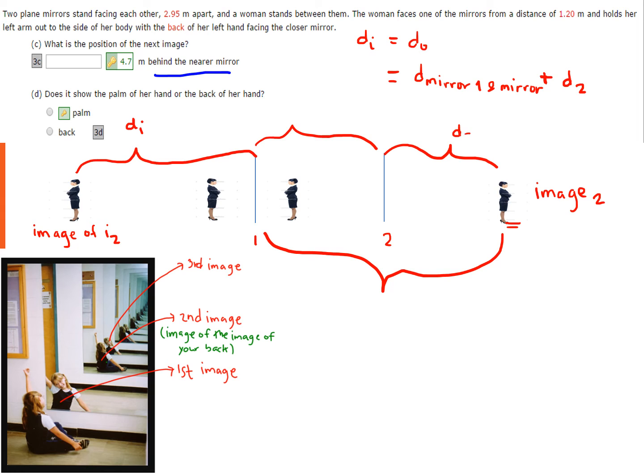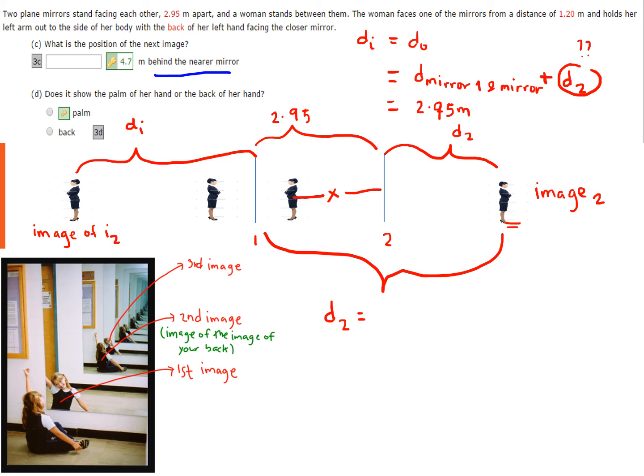So this is D2. We already have the distance between mirror 1 and mirror 2, and based on the problem, that is 2.95 meters. Now we just need to solve for D2. How do we solve for D2? Very simple. D2 is the distance of image 2 from mirror 2. And what is that equal to? That is just equal to this distance here. It's just equal to x.